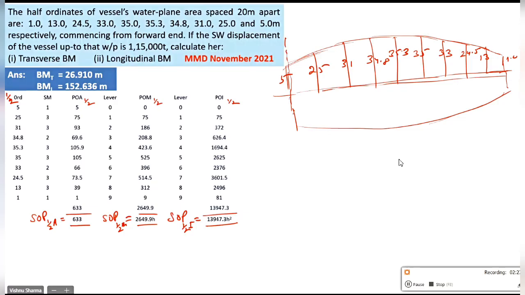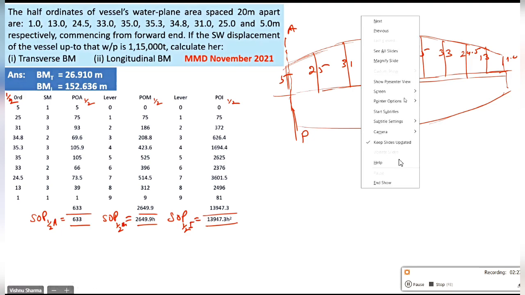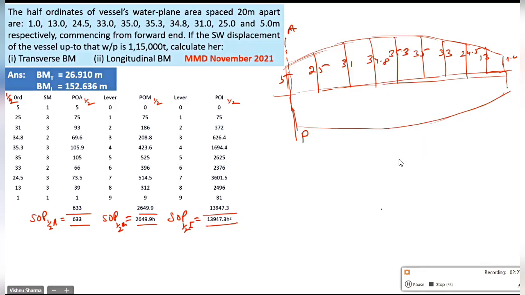Here is the after perpendicular. All good? Yes, sir. Okay, guys, let me know if somebody is still completing the table. I'll wait for you to complete. Please confirm if you're still on the job. Done? Okay. Now see then.